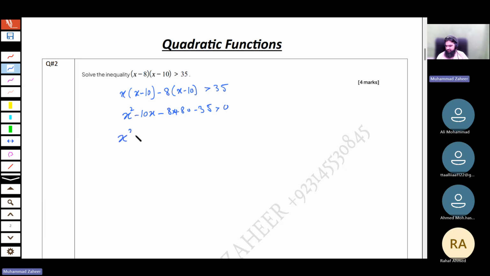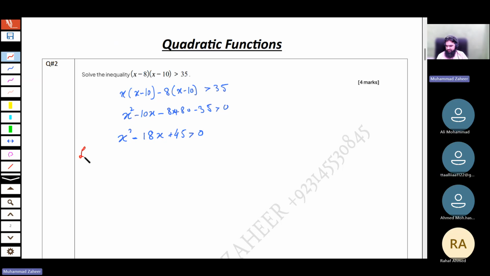Now we'll get x square minus 18x plus 80 minus 35, which is 45. Plus 45. Yes, everyone. Any question till here? Not clear? Okay. From here, you have what you have to do.